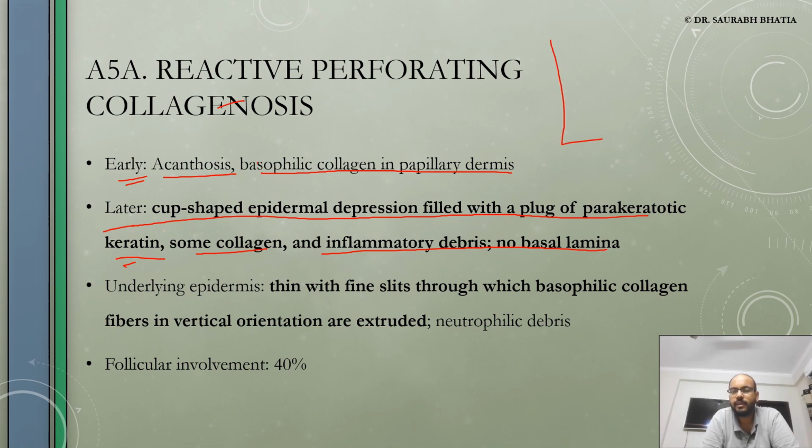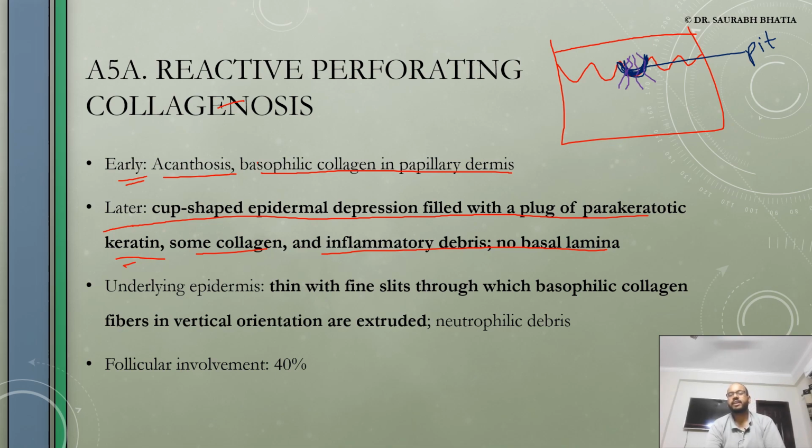So what exactly is happening? This is the dermoepidermal junction, epidermis. In reactive perforating collagenosis, you have a crater, a pit. And from this pit, altered collagen gets pushed out. That is what is happening. Reactive because it's a reaction to altered collagen. Perforating because collagen goes out from the holes, from the perforations, and collagenosis because it is a collagen disorder.